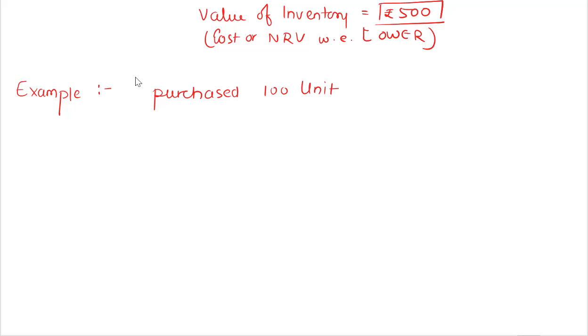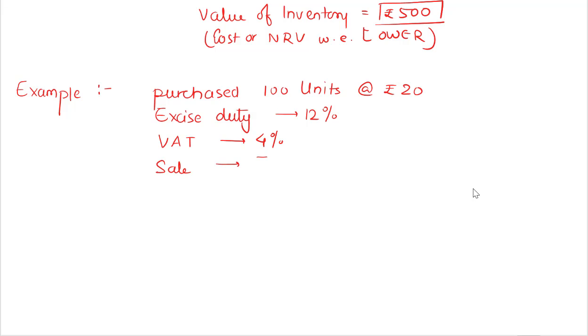Purchased 100 units at rupee 20. Excise duty, we need to pay 12%. Value added tax is 4%. Sale, we already sold 70 units. Calculate the value of closing stock.